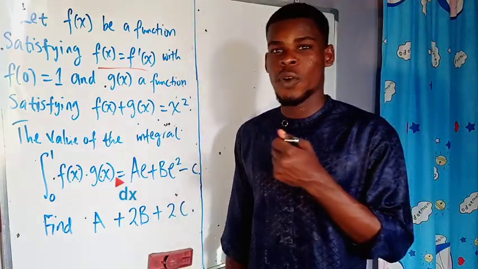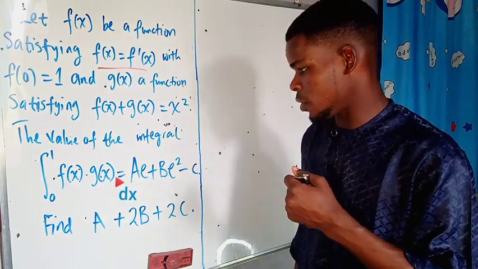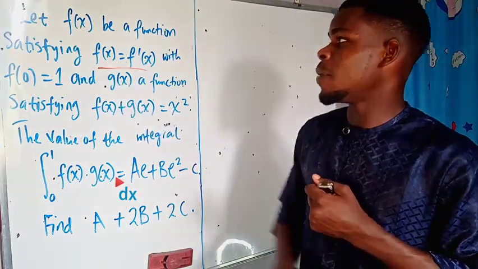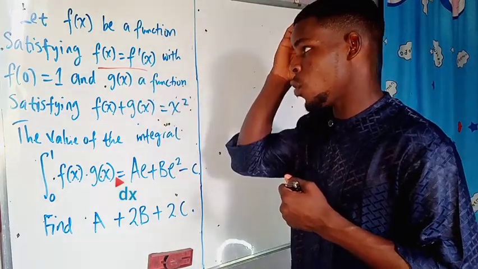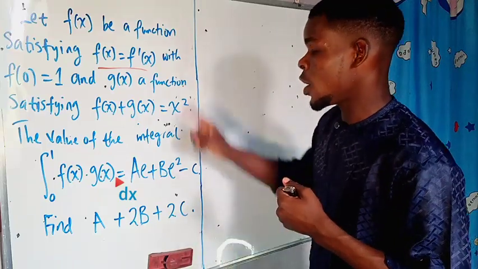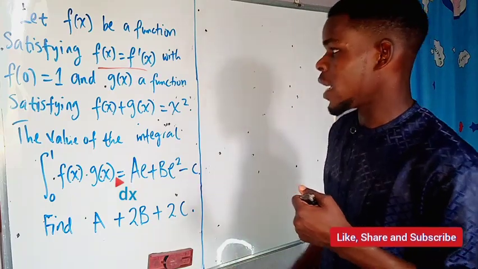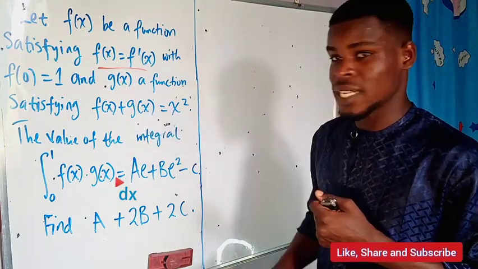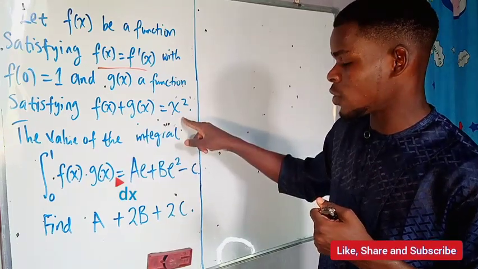Now in this video, we want to solve this definite integral question from the JEE Main math question. We are given that f of x is a function satisfying this equation, where the equation means that f of x is the same thing as its derivative, with initial condition f evaluated at 0 equals 1. And g of x is a function which satisfies this equation, that the sum of g of x and f of x gives us x squared.